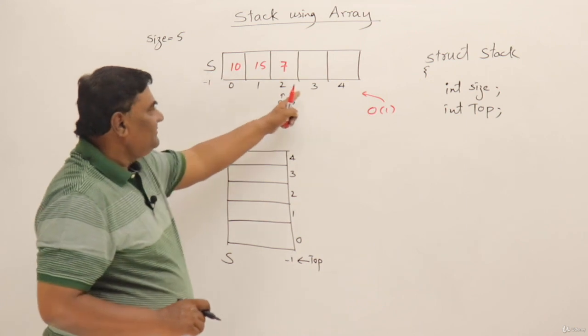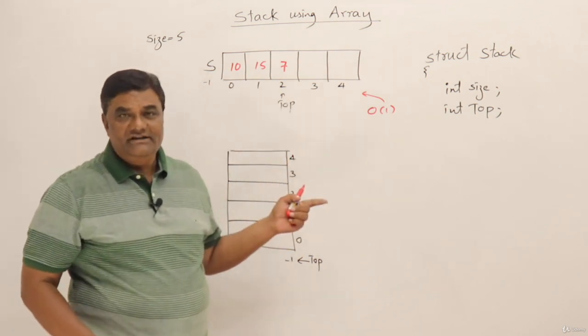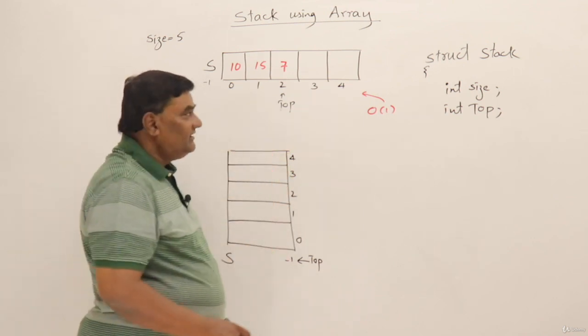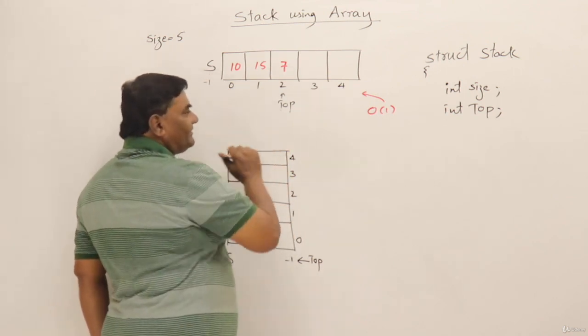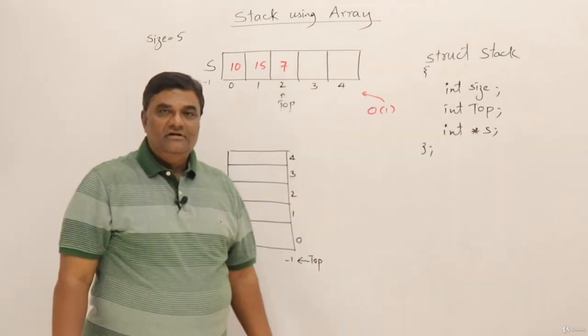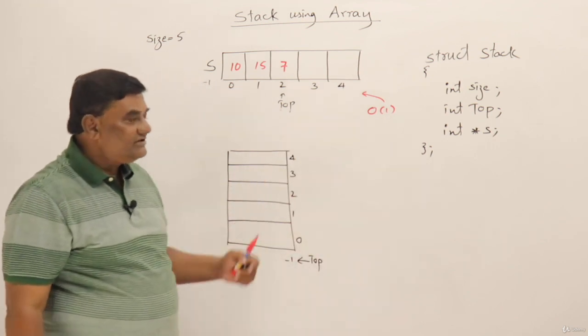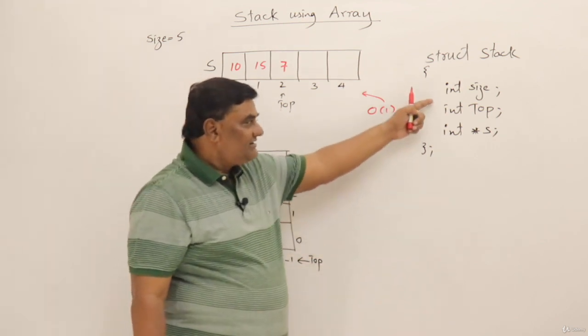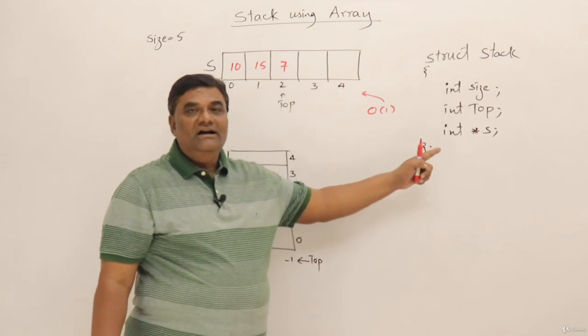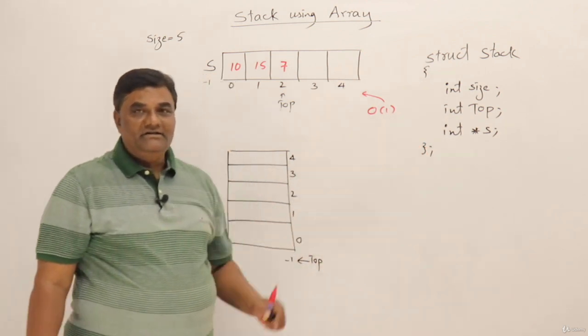So what are the type of elements that I will be storing? Mostly for learning purpose we use integer type only. So I'll use integer type array. So for that I will declare a pointer. So this is an integer type pointer. So I'll be using this structure wherever I'm using stack. So we'll follow this structure. Structure is having three members: size, top pointer, and the pointer to an array. That array will be created dynamically.